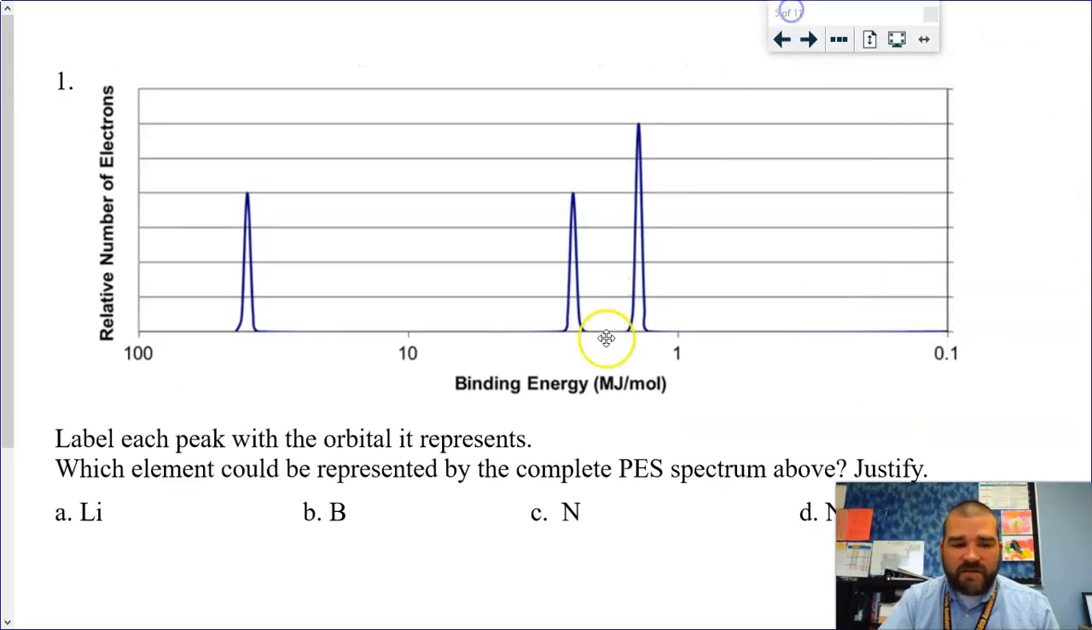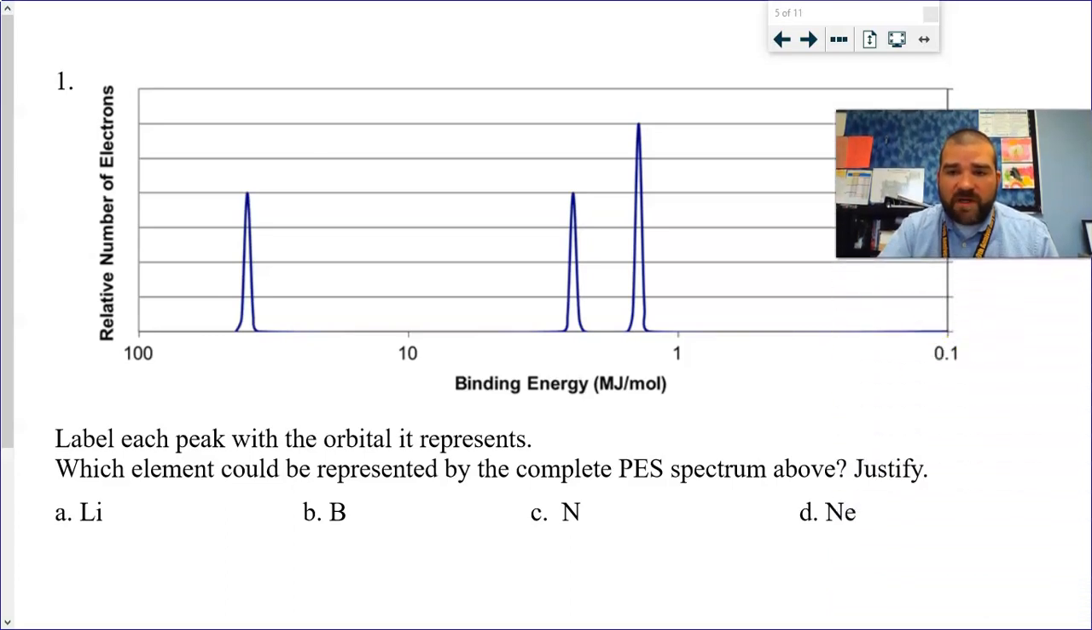All right, so here's the first question, and we will stop after this question, all right? Label each peak with the orbitals it represents. Which element could be represented by the complete PES spectrum above? Justify. But this is what a PES spectrum could potentially look like. Okay, here's the y-axis. Again, this is the relative number of electrons.